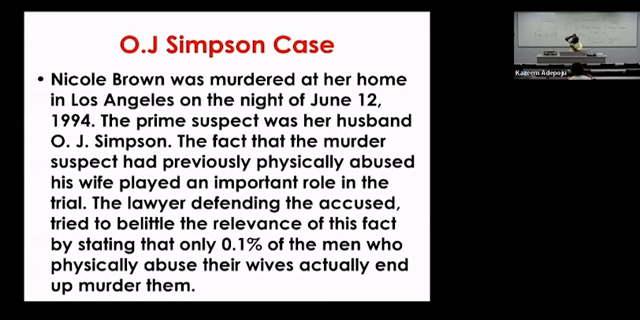Nicole Brown was the ex-wife of Simpson, and of course, like I said, there was other evidence before. I think the relationship between Simpson and his ex-wife was not that rosy, because Simpson has a history of domestic abuse, and that was actually very useful in the trial.